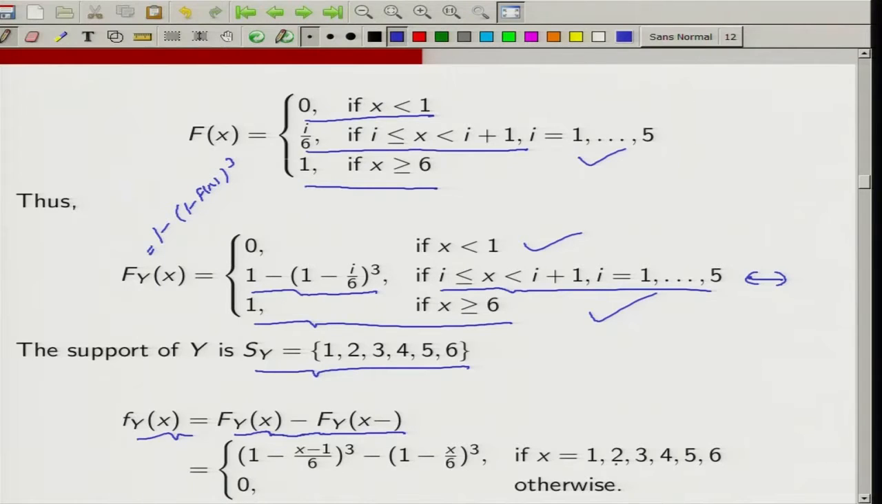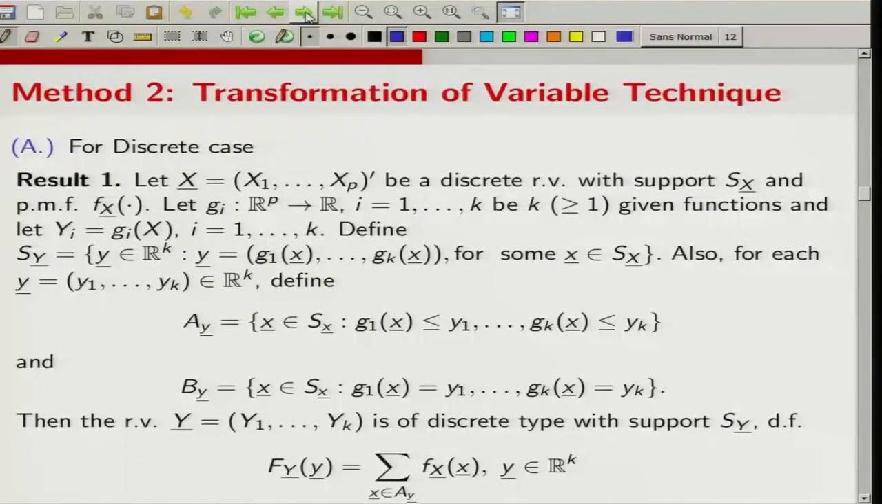Now, if x is 1, 2, 3, 4, 5, 6, in this case F_Y(x minus) is nothing but F_Y(x minus 1). So, this turns out to be (1 minus (x minus 1) by 6) whole cube minus (1 minus x by 6) whole cube if x is from 1, 2, 3, 4, 5, 6, and this is 0 otherwise. So, what we saw is sometimes it is easier to find out the distribution function, and using the distribution function one can find out the probability mass function or the probability density function.